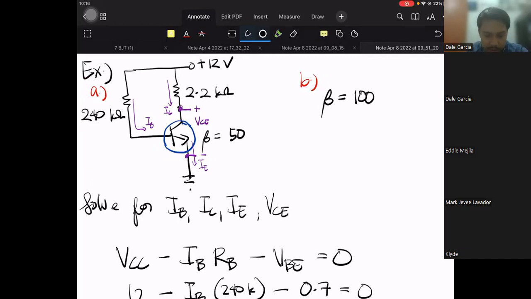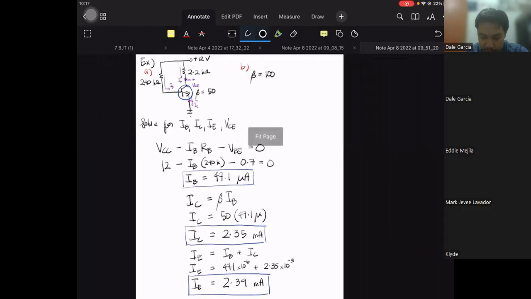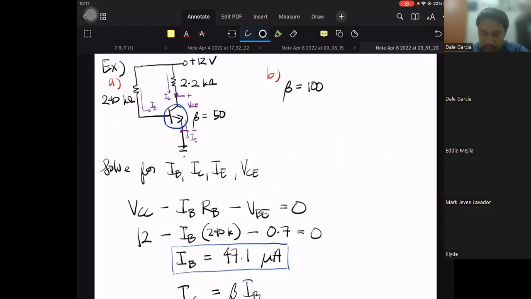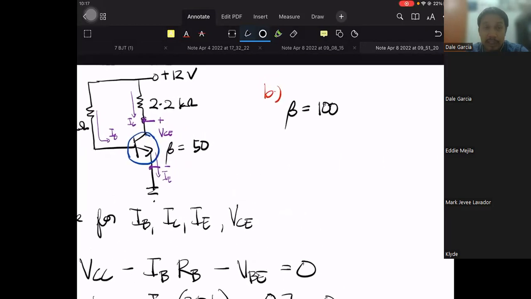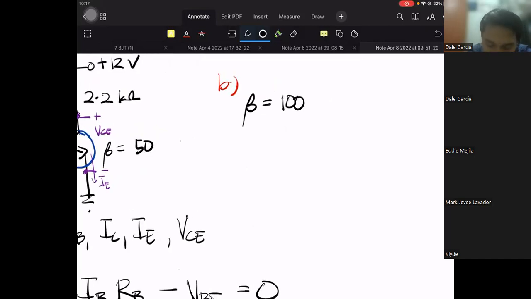So your task right now, maybe as an assignment, is to redo what we have just performed. Meaning, just replace beta with 100. Try to observe the changes. Try to solve for each current and voltage, and the percentage difference, to see how far they are.